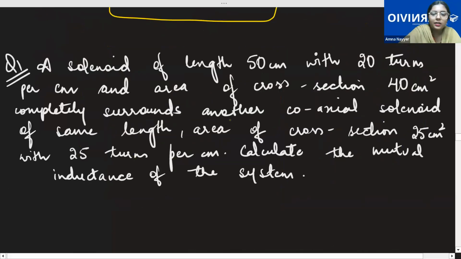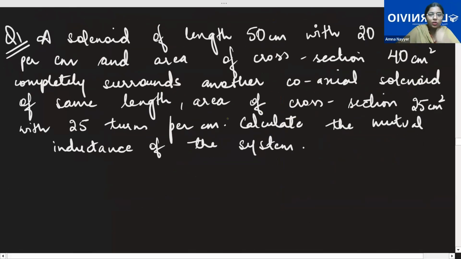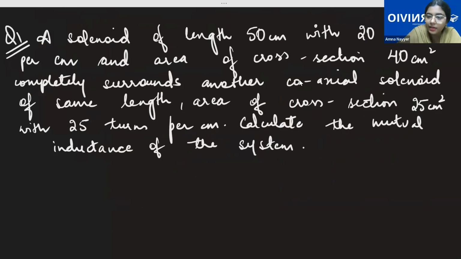That's it. Okay, there is one question. This says a solenoid of length 50 centimeter with 20 turns per centimeter and area of cross section as 40 centimeter square completes another coaxial solenoid of the same length whose area is given with 25 turns per centimeter. You have to calculate the mutual induction of the system. So M we have already talked of: mu naught A N1 N2 into L. So from here M you have to identify.